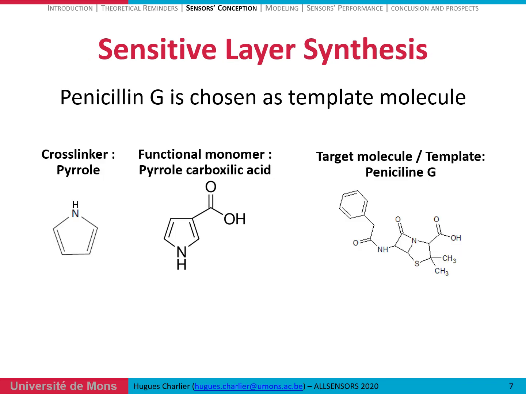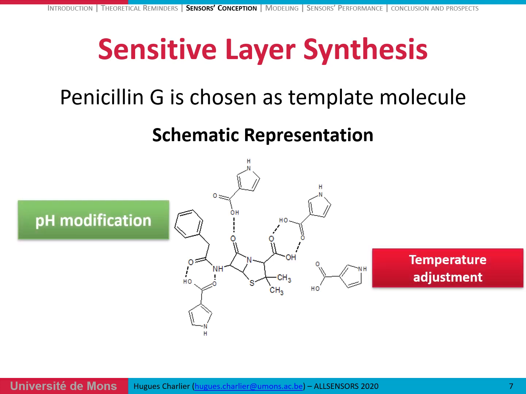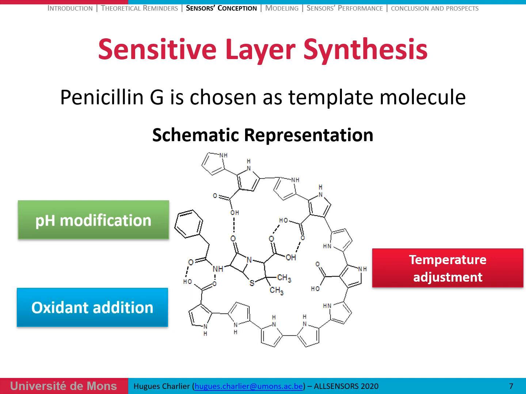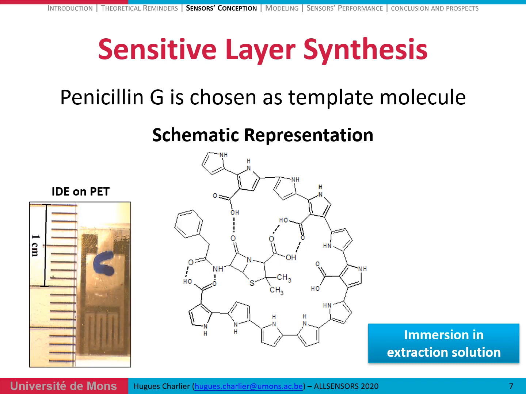specific molecule. In our case, we chose to work with pyrrole as cross-linker and pyrrole carboxylic acid as functional monomer, and with the template, which is penicillin G, of course. To get our MIP, we just need to bring together the penicillin G with the functional monomers, do a little pH modification and a little temperature adjustment, and then add our oxidant and get the polymerization around this assembly. With just an immersion in an extraction solution, we get the unoccupied sites that we want, able to do the detection later with the same molecule. And here on the left, you can see what one of our sensors looks like before the deposit and after the deposit.